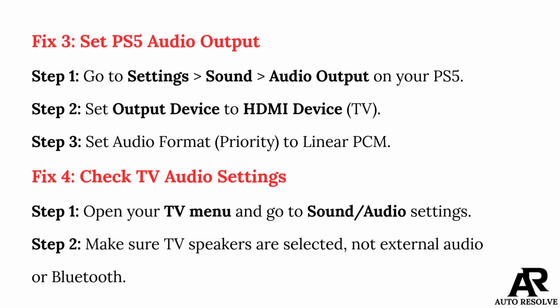Fix 3. Set PS5 audio output. Step 1. Go to Settings, Sound, Audio Output on your PS5. Step 2. Set output device to HDMI device, TV. Step 3. Set audio format priority to Linear PCM.